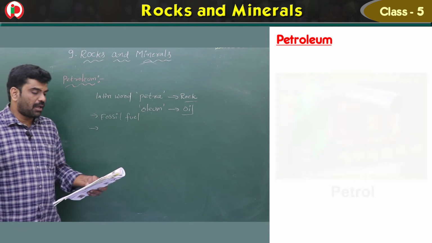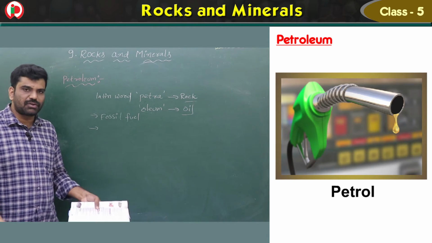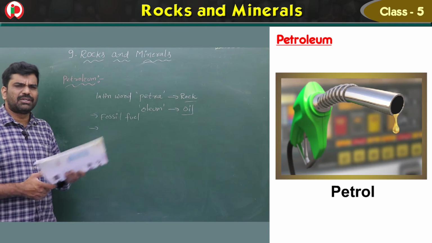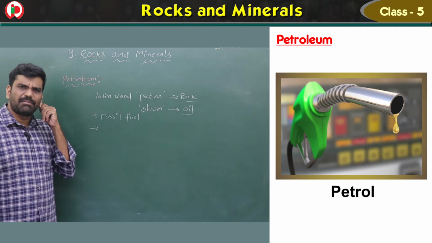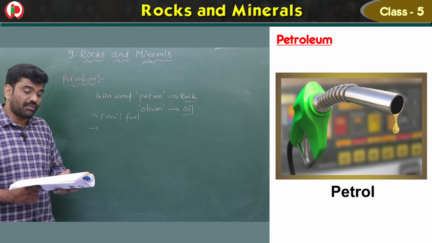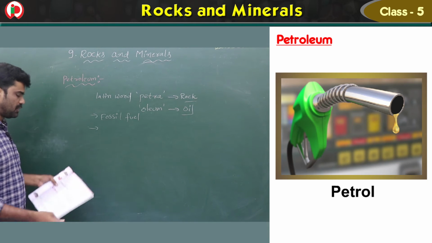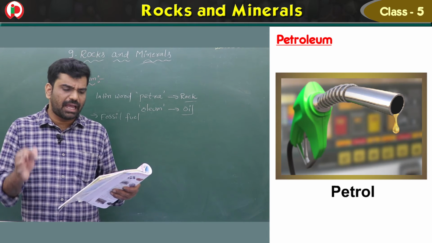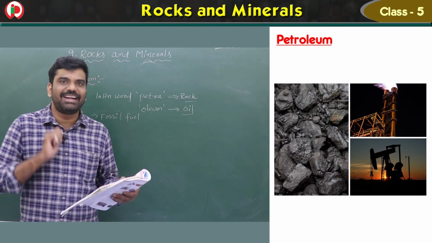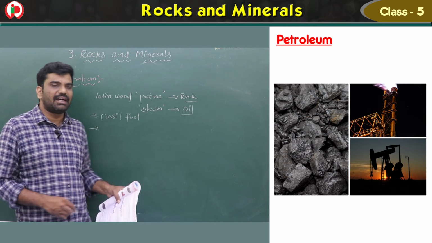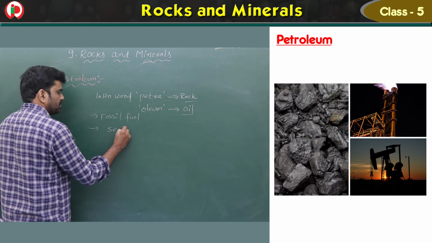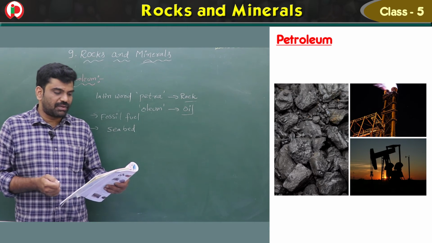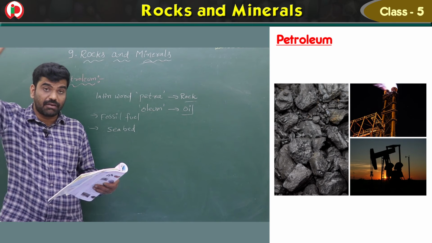Next one. Half of the fuel used on the earth is petroleum only. Yes children, you can observe so many fuels like coal, petrol, natural gas, all these are fuels only, but half of the fuel used on the earth is petroleum. It is formed from the dead remains of plants and animals under the seabed. This is very important. Under the seabed. So this petrol can be extracted from the sea, which was covered by sand and clay millions of years ago.